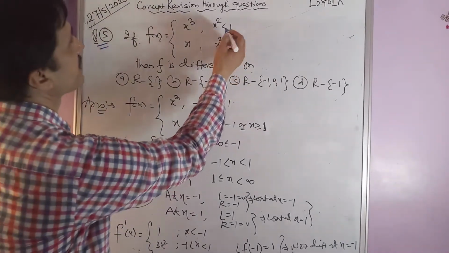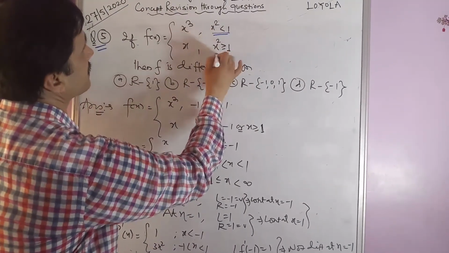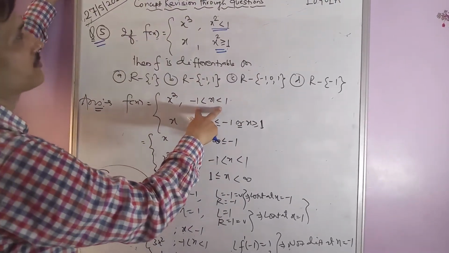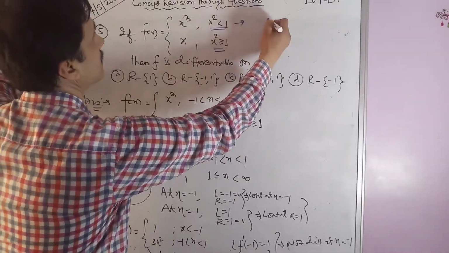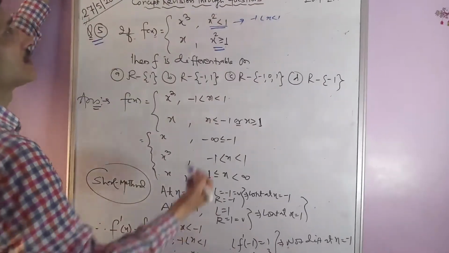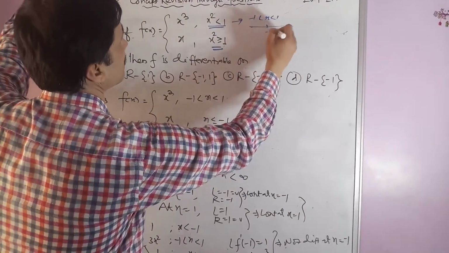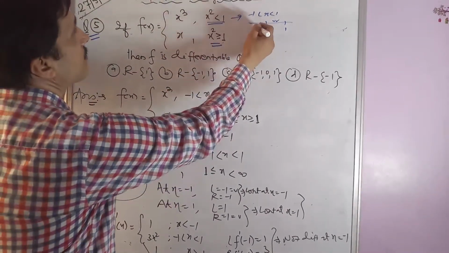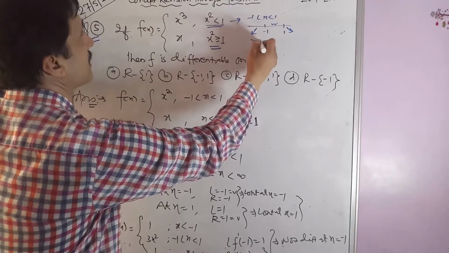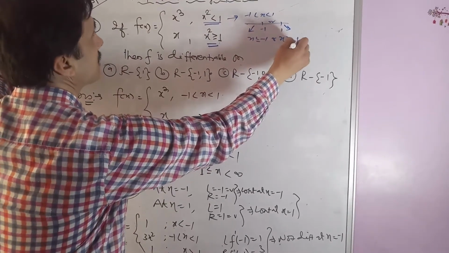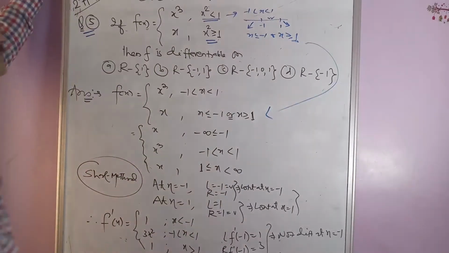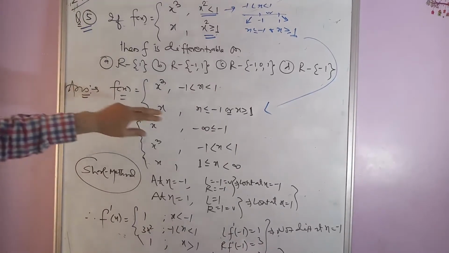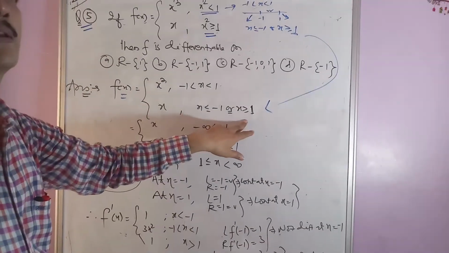First of all, we open this inequality. x square less than 1 means x lies between minus 1 and 1, that is this interval, and x square greater than or equal to 1 means the intervals outside, x less than or equal to minus 1 or x greater than or equal to 1. So f(x) equals x cube for x between minus 1 and 1, and x when x is less than or equal to minus 1 or x is greater than or equal to 1.